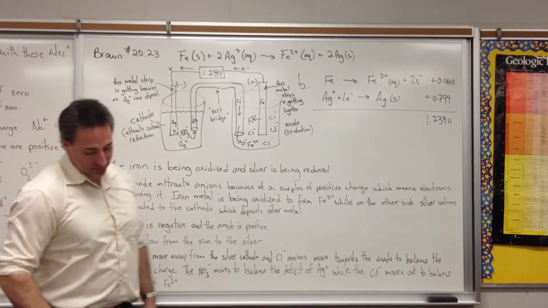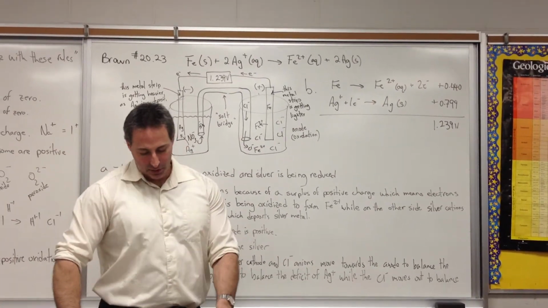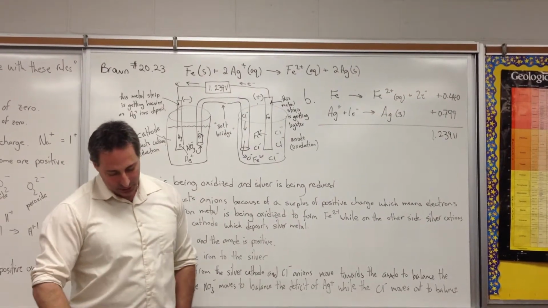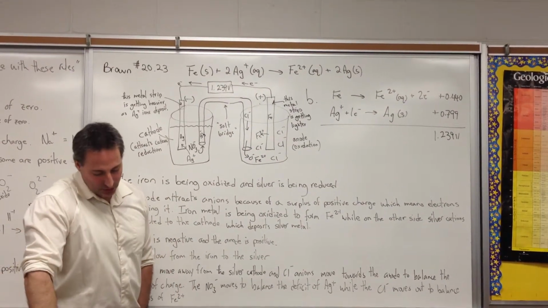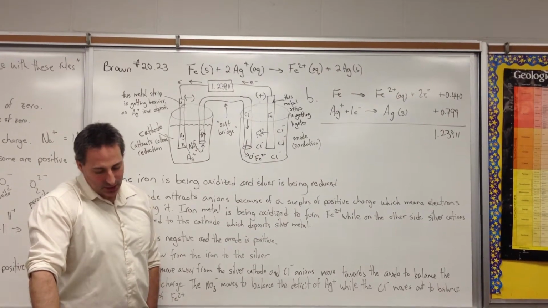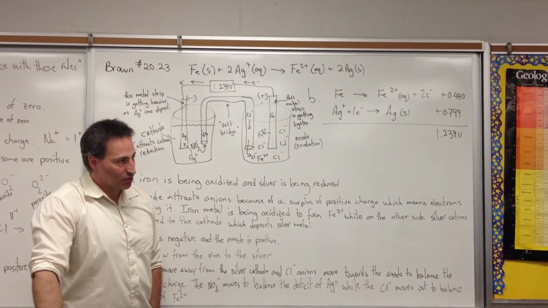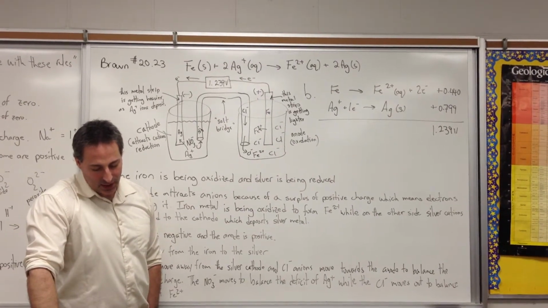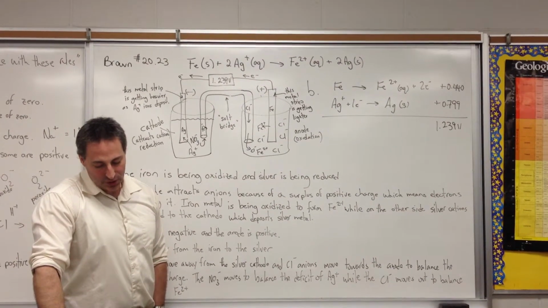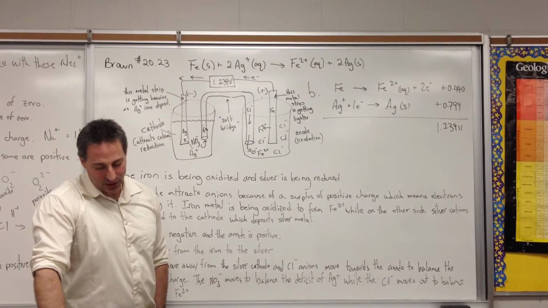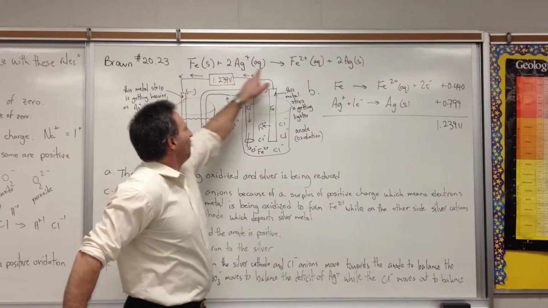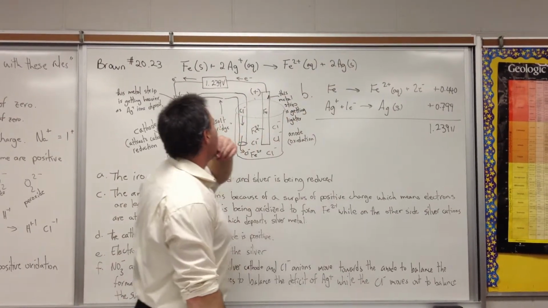Okay, so we have a question from Brown, chapter 20 on electrochemistry. The question is as follows. A voltaic cell similar to that shown in figure 20.5 is constructed. One electrode compartment consists of a silver strip placed in a solution of silver nitrate, and the other has an iron strip placed in a solution of ferrous chloride. The overall cell reaction is this. So that's the net reaction.